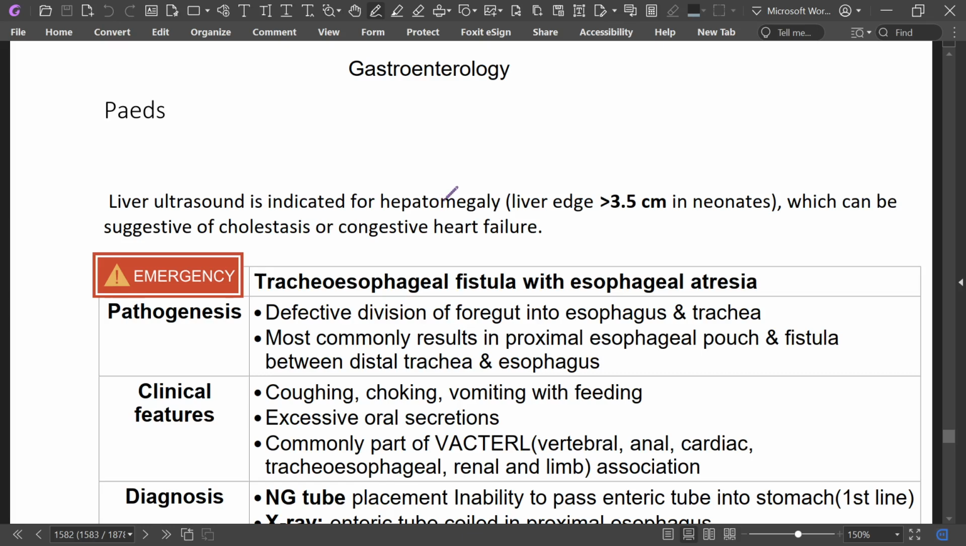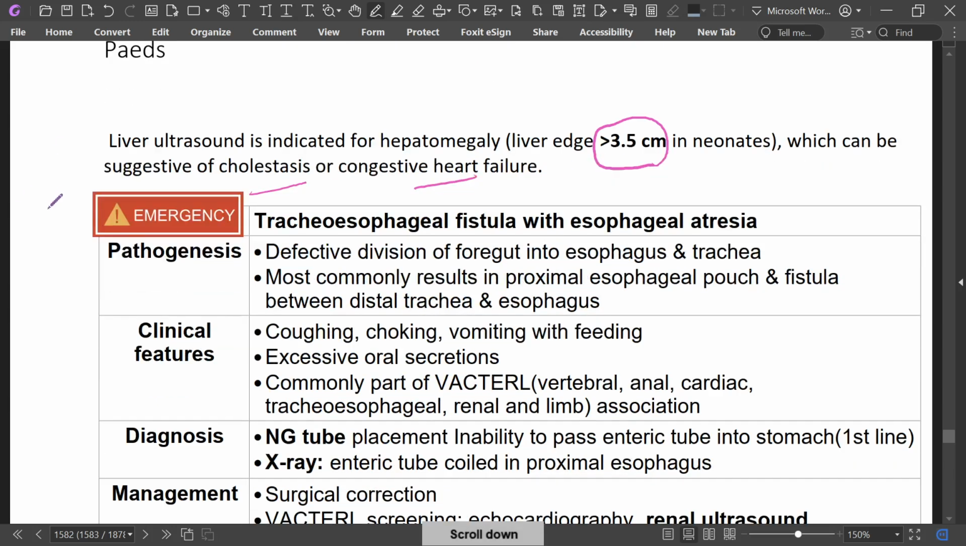Before jumping into it, liver ultrasound is indicated for hepatomegaly in children if the liver edge is more than 3.5 cm. In a neonate, then it is considered as hepatomegaly, which can be suggestive of cholestasis and congestive heart failure.